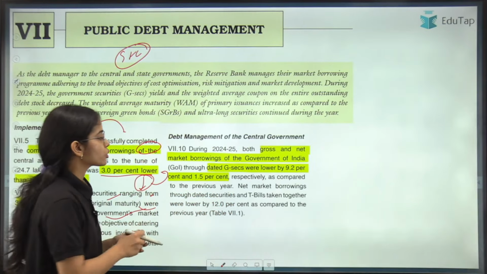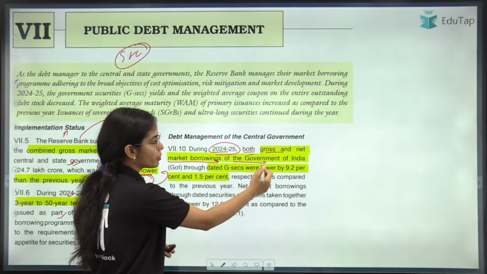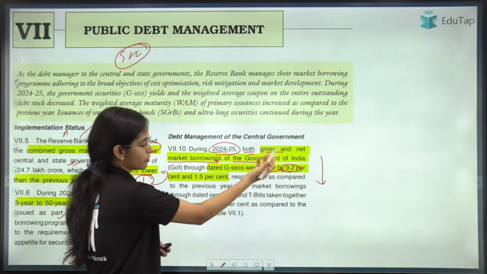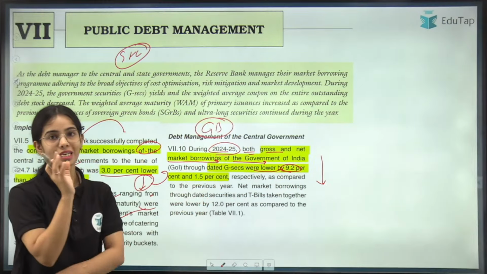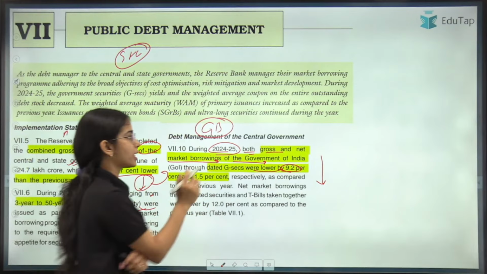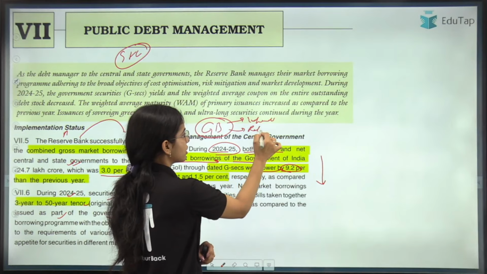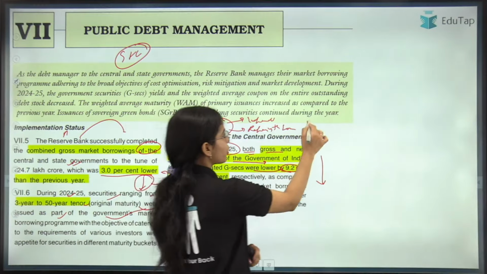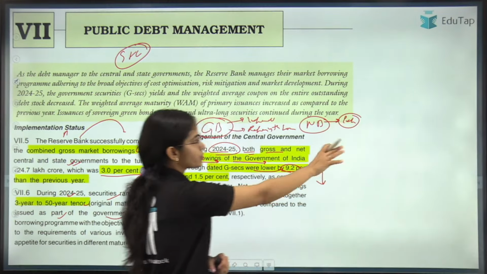Next, debt management. During 2024-25, both the gross and net market borrowings of the Government of India decreased, lower by 9.2%. Gross borrowings are the total borrowings of the central government. These borrowings are done for meeting expenditure as well as repaying earlier loans, while net borrowings are the borrowings taken for the expenditure of the government.